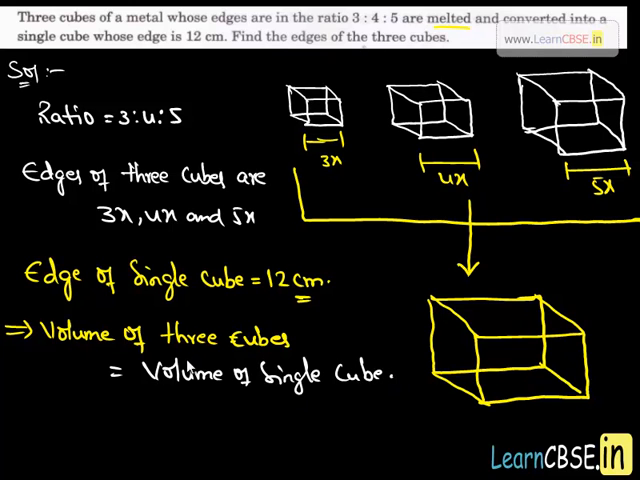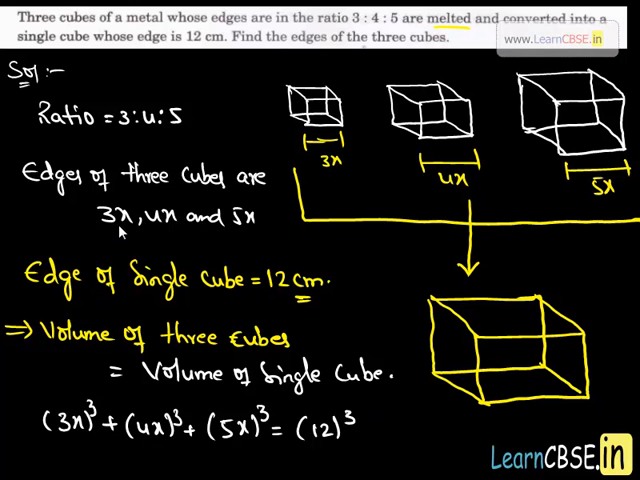We know that volume of a cube whose edge is small a is a cube. So we have volume of a cube whose edge is 3x is 3x cube. Similarly, the volume of a cube whose edge is 4x is 4x cube, and volume of a cube whose edge is 5x is 5x cube. And the volume of a single cube whose edge is 12 centimeters is 12 cube. By solving this equation, we get the value of x. By substituting the value of x, we get the edges of 3 cubes.